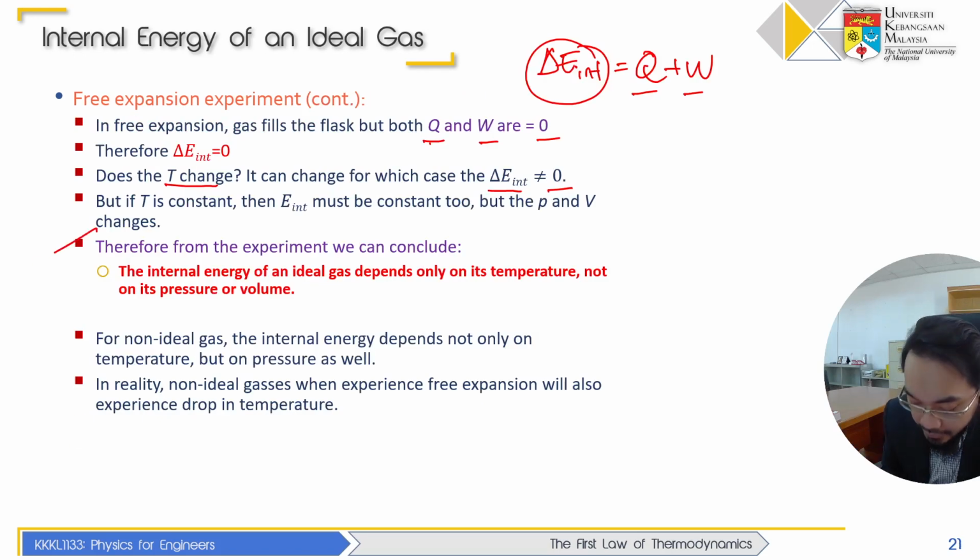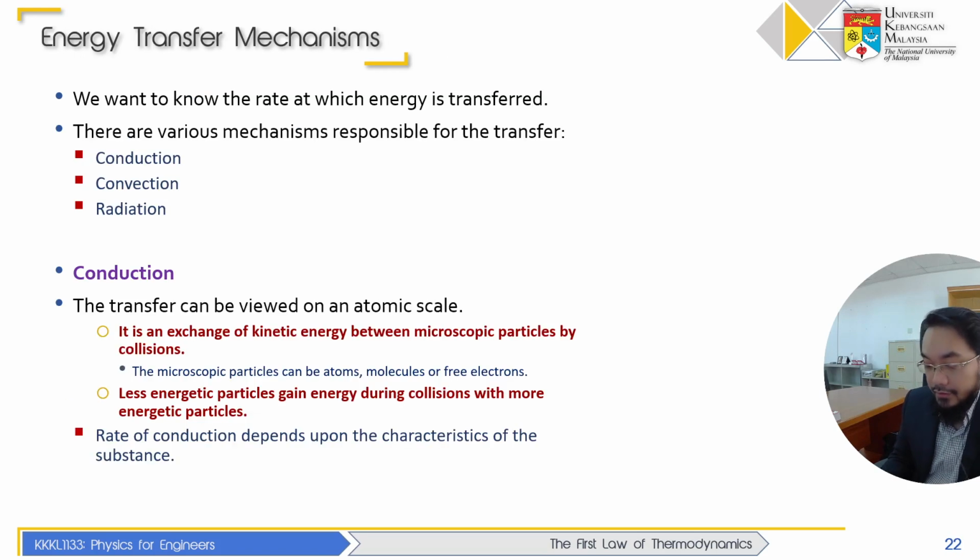Therefore, from the experiment, we can conclude that the internal energy of an ideal gas depends only on its temperature and not on its volume. For a non-ideal gas, the internal energy depends not only on temperature but on pressure as well. In reality, non-ideal gases, when experiencing free expansion, will also experience a drop in temperature, as I mentioned just now.